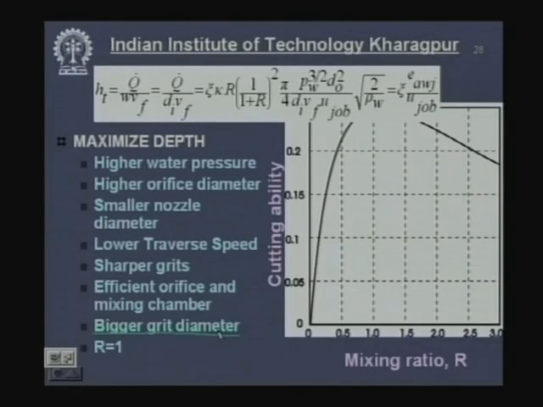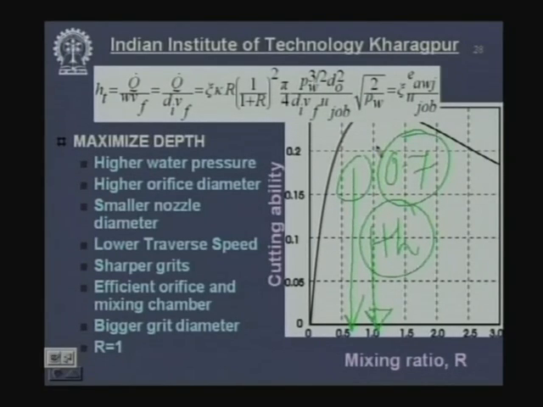Bigger grit diameter. Bigger grit diameter is not reflected here, however, it has been seen that for the same energy level, if your grit diameter is higher, then this also tends to be higher and you get a higher penetration. Another very interesting thing: what should be my mixing ratio R? Generally it is never said to go on increasing the mass flow rate of abrasives. No, if you differentiate this equation with respect to R, you will see that at a mixing ratio of 1, the maximum cutting ability is achieved. However, this is a theoretical model. Practically it has been seen that it is not 1, this is theory. Practically this occurs somewhere around an R value of 0.7.